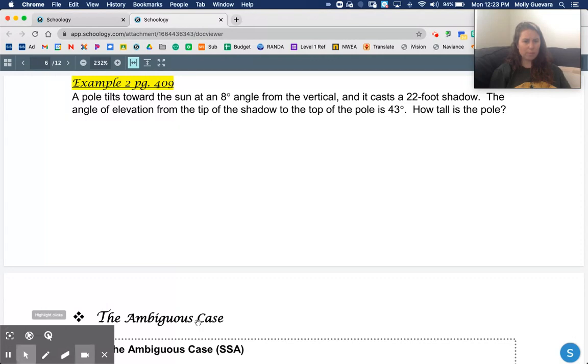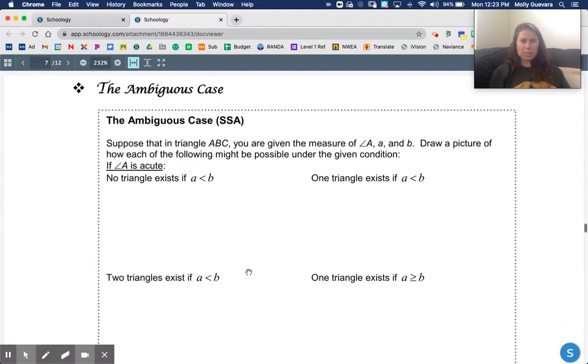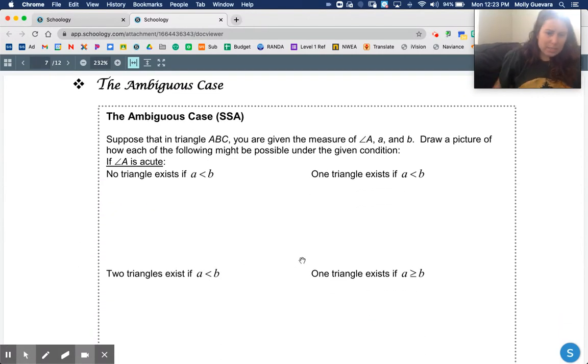Reach out if you have any questions on that, because we're going to do the ambiguous case, meaning if you're given a certain type of information, there's actually multiple options on what you could get for your triangle. And so we're going to go through those options here.